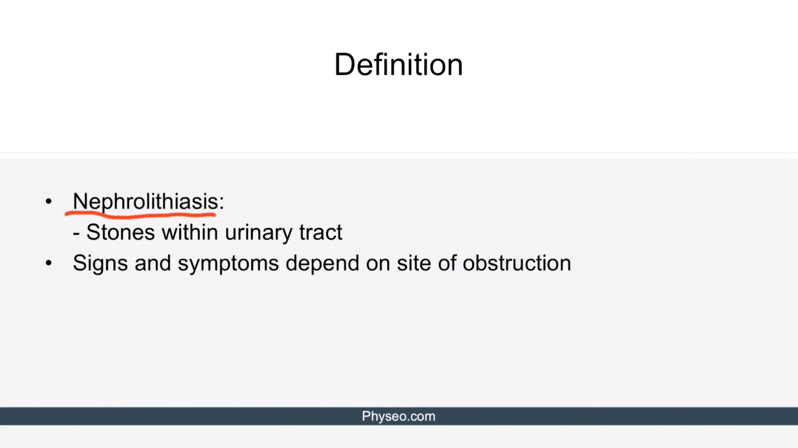Nephrolithiasis is divided into two words, nephro meaning renal, and lithiasis meaning stone or calculi. So basically, nephrolithiasis is the development of stones within the urinary tract. The obstruction and resulting signs and symptoms depend on the site of obstruction.